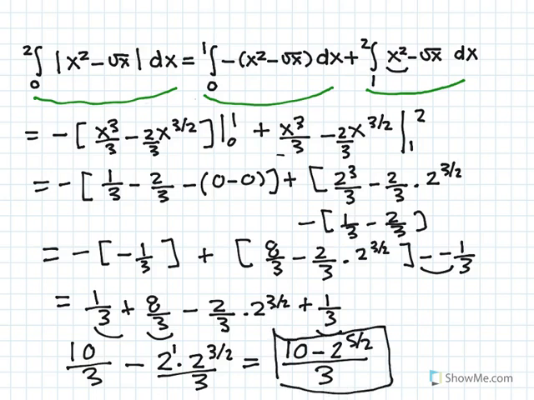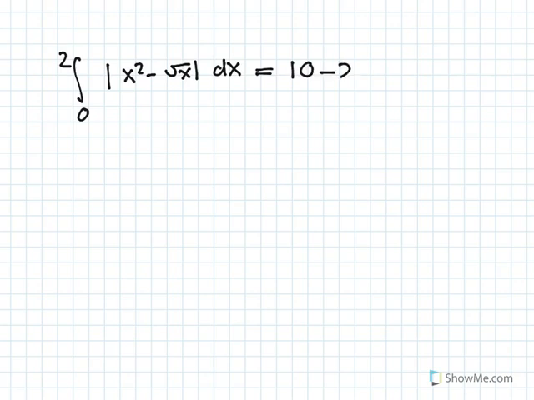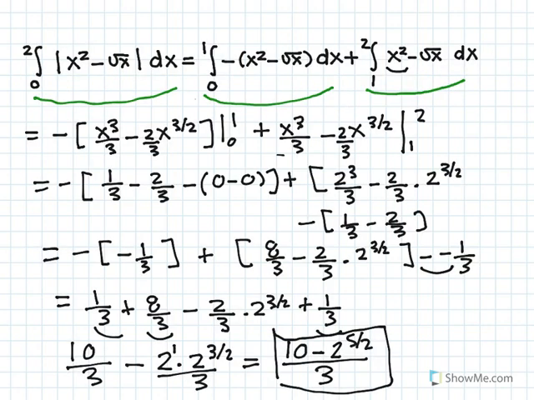All right, so what we have calculated here is the integral from 0 to 2 of the absolute value of x squared minus root x dx. We've evaluated this to be 10 minus 2 to the 5/2 divided by 3. If you decimalize this, it's going to be approximately 1.448. And this actually represents the area under the curve. So let's go back to that diagram.